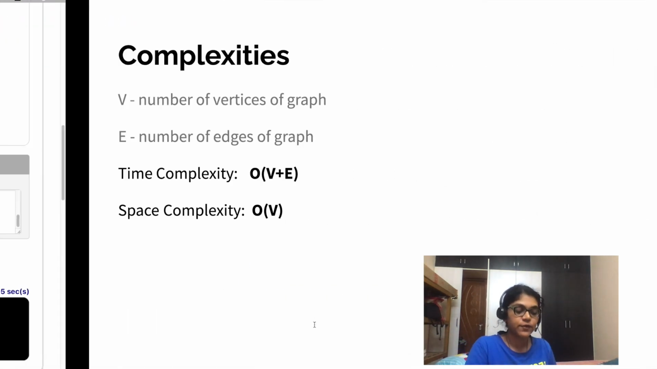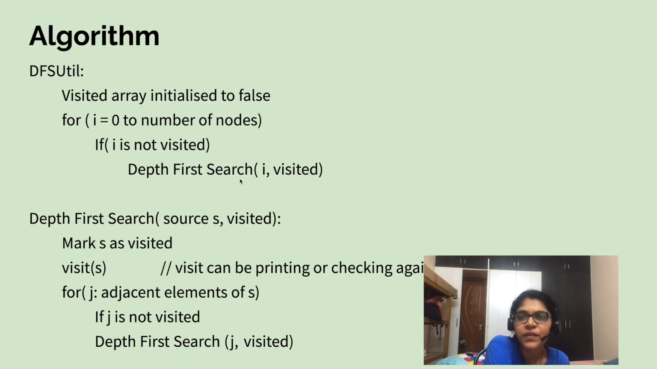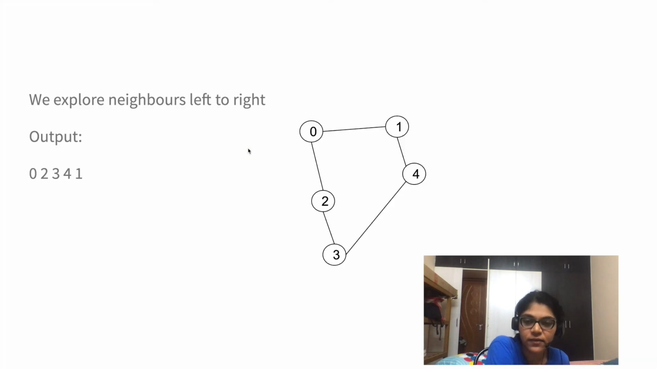Now let's just proceed to the complexities. The time complexity for the depth first search is O of v plus e, where v is the number of vertices of the graph and e is the number of edges of the graph. As you can see in our algorithm, the depth first search function in the worst case takes O of e time. As we are looping through the nodes 0 to v, the combined time complexity of the total algorithm will be O of v plus e.